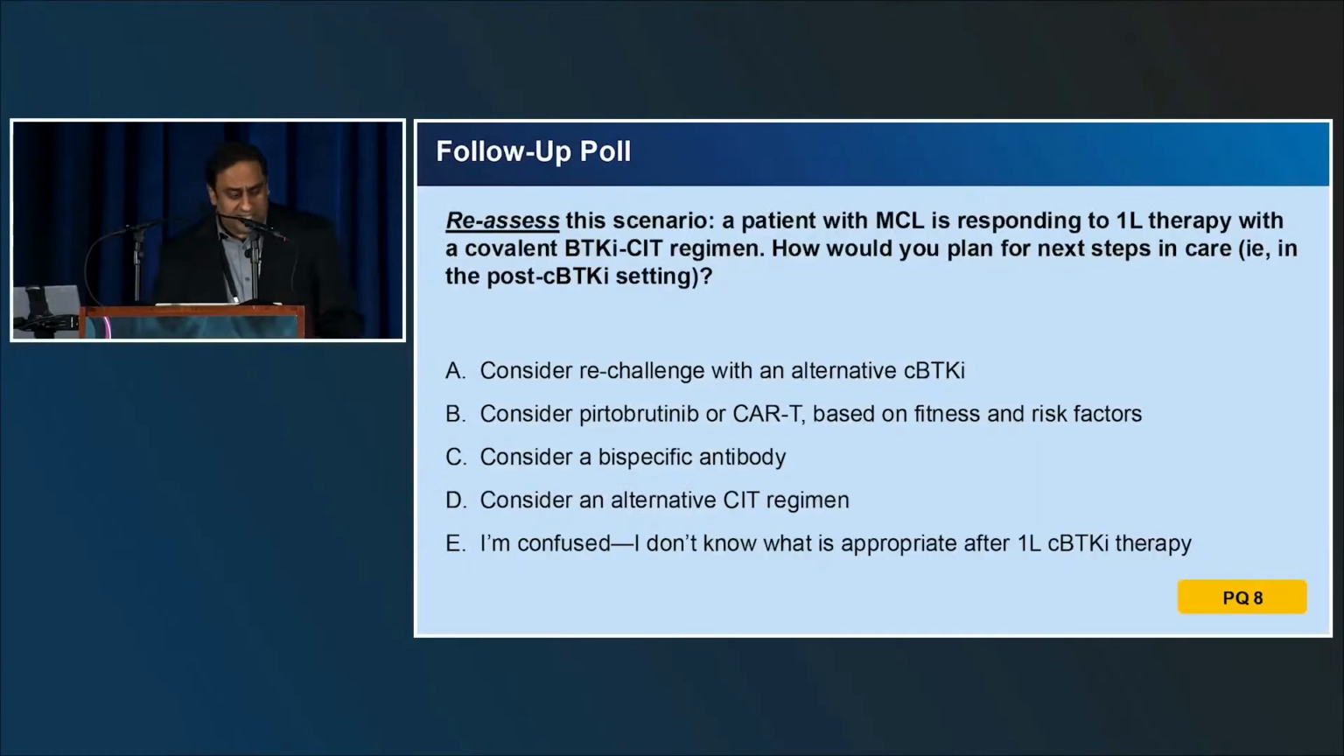So one last polling question, and this is again a question we had earlier. I'm just going to start the voting because I want to have some time for Q&A. You guys handed in a lot of great questions. So we talked about this, MCL responding to covalent. Now they're progressing. What do you do in that post-covalent BTK setting?